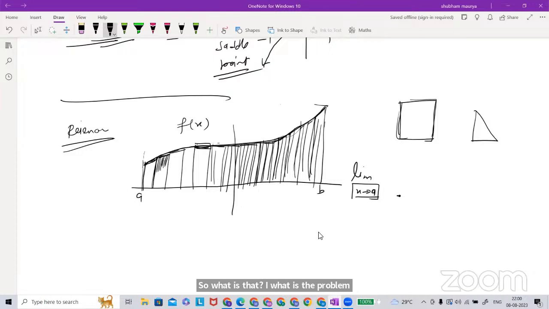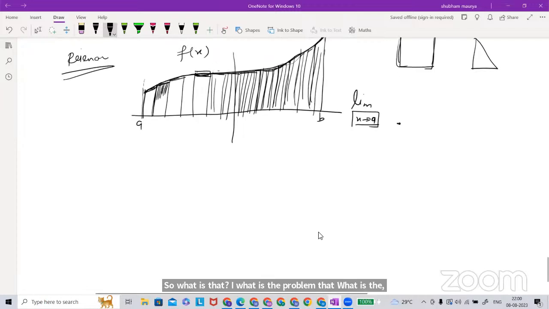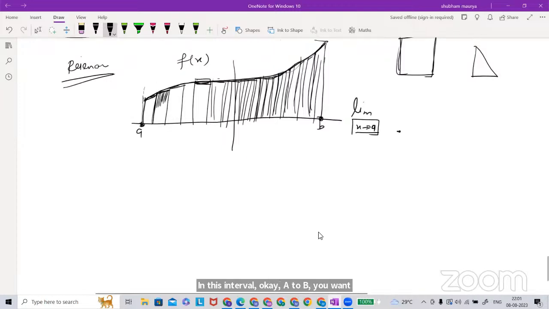So what is the Riemann sum? Now let me write the definition of the Riemann sum. Now here the picture came. Suppose in this interval, A to B, you want to calculate the area under this curve. So just break it. Like here we break now. See, these are the breakpoints we made here. So just break this interval.